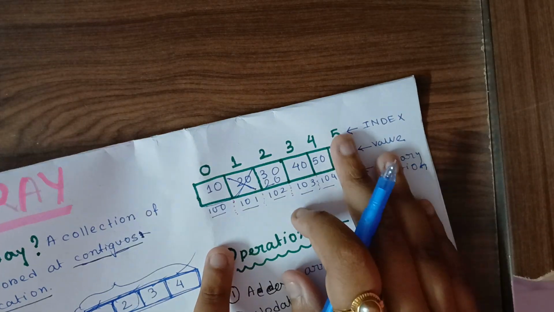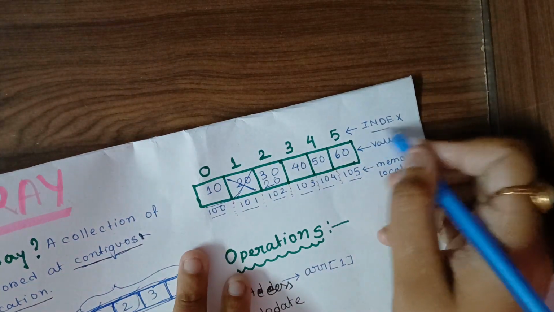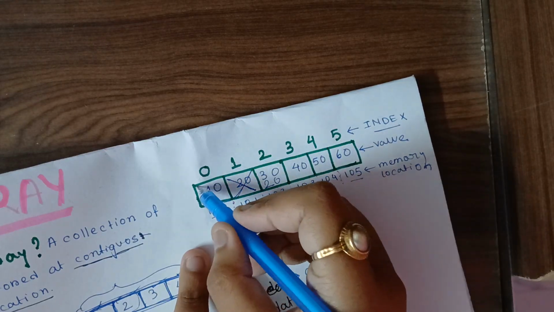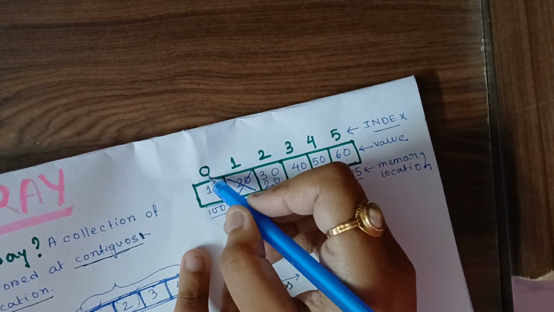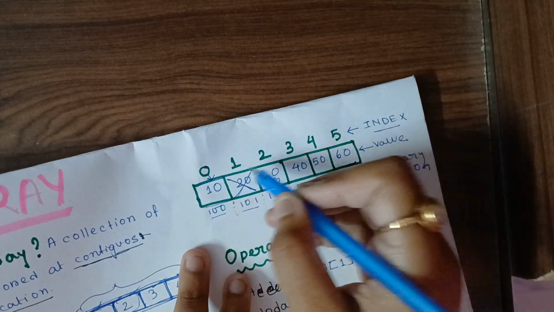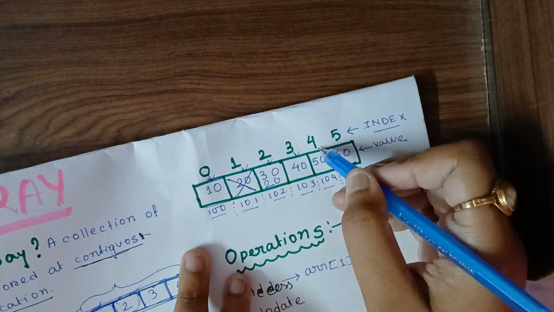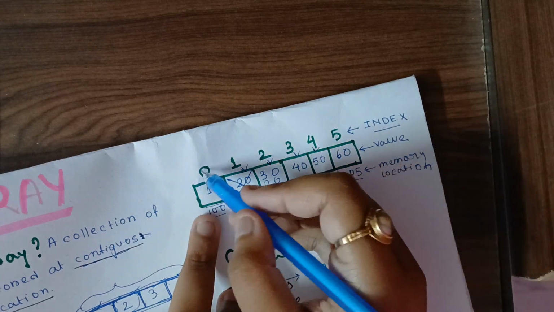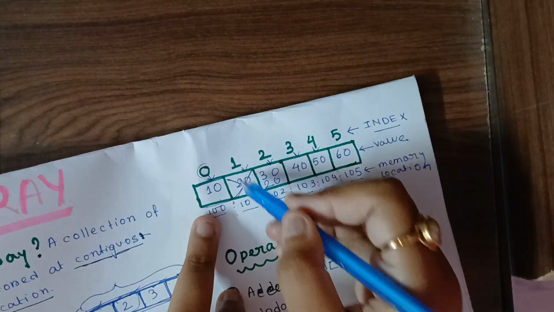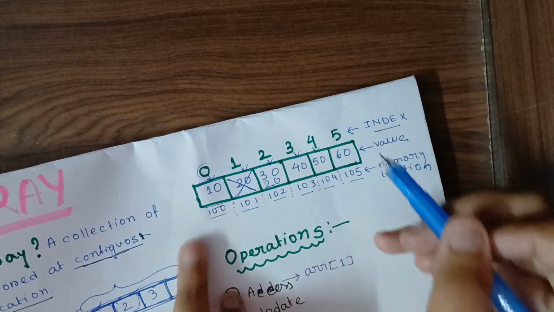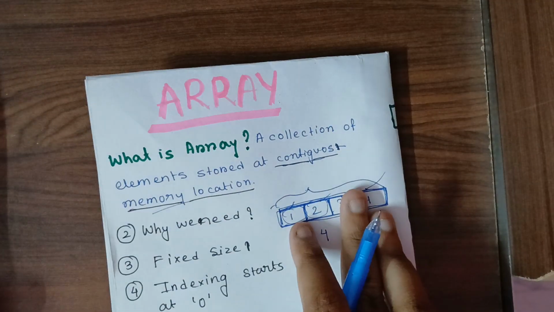And there is another thing, the index. Means we don't start here with 1. Here we start with 0. Means the zeroth index is 10, first index is 20, second index is 30, third index is 40, fourth index is 50, and fifth index is 60.